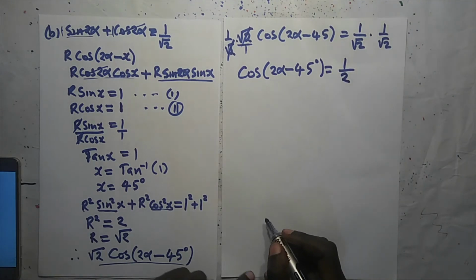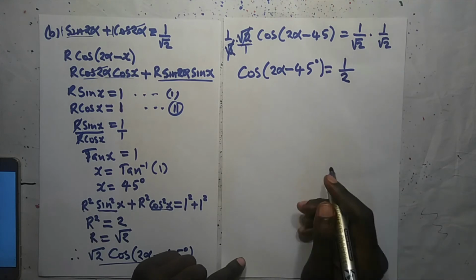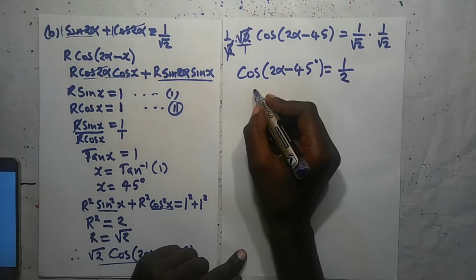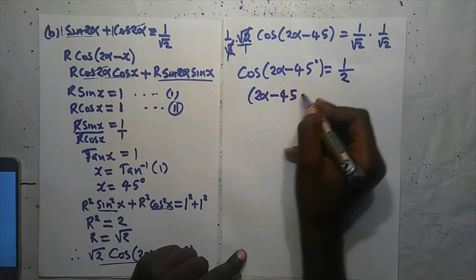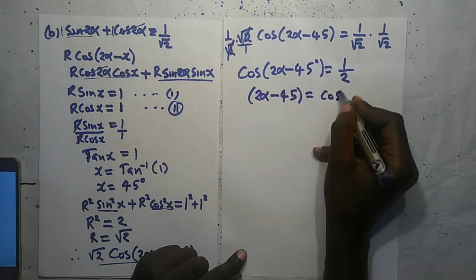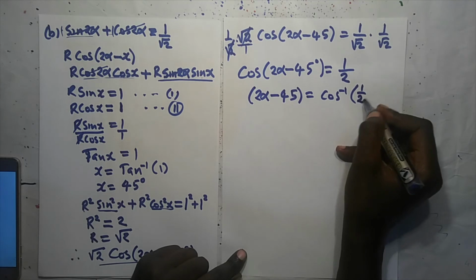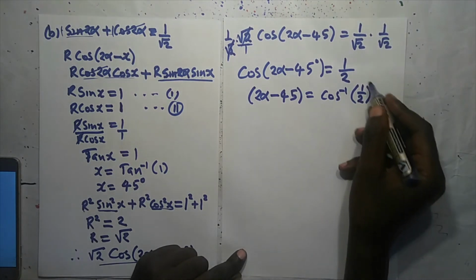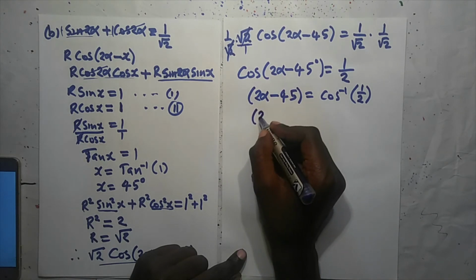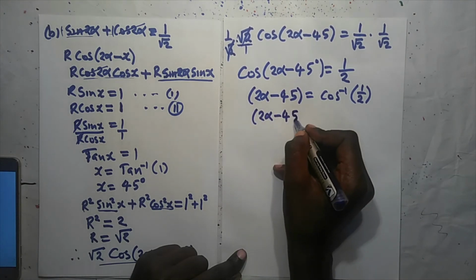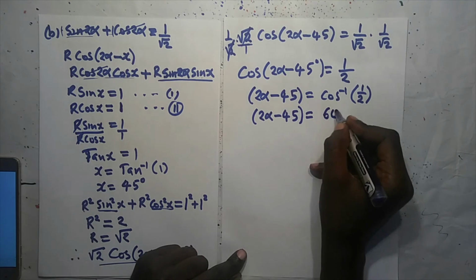Okay, so at this stage now, we are going to find the inverse. So we are going to have 2 alpha minus 45 is equal to cos inverse of 1 over 2. Okay, so this one is also a special angle. It's just 60 degrees. So we are going to have 2 alpha minus 45 is equal to 60 degrees.